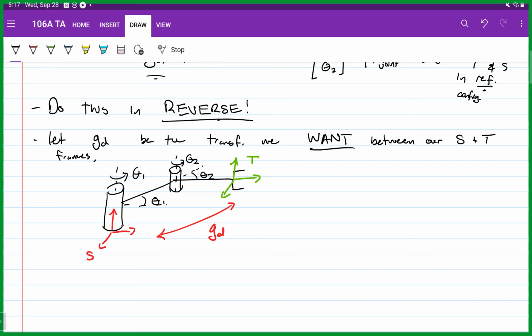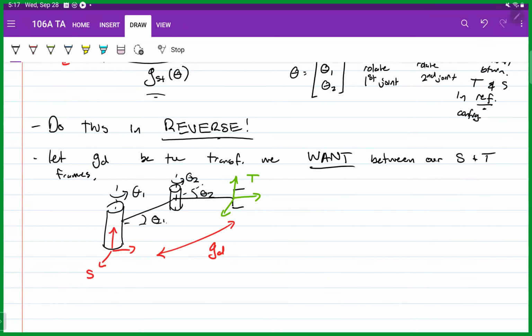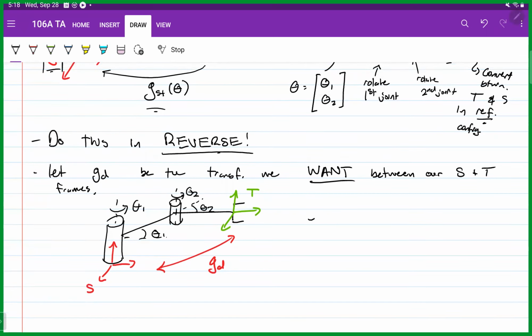All right, perfect. So what is this mathematical setup going to look like, right? So we know we have some transformation that we have desired between these S and T frames. And we know we also have a formula for the transformation for any set of joint angles out there, okay? So what we're going to do is we're going to try and solve the following equation, right? So e to the xi1 hat theta 1, e to the xi2 hat theta 2 times gst of 0, right?